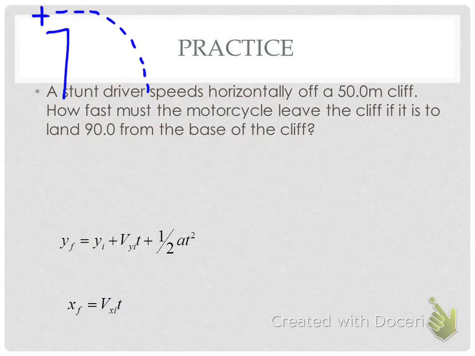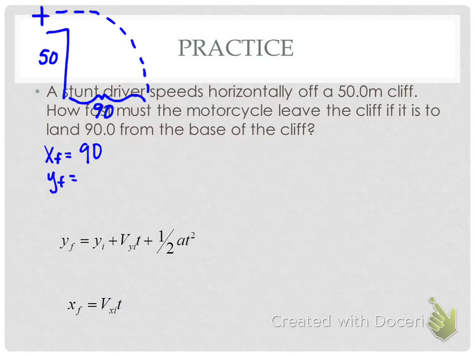Okay, so let's talk about a couple other things here. The height of my cliff is 50 meters, and the distance that it's going to land from the base of the cliff is 90 meters. What two variables do those tell us? X final and Y final. Final displacements. Okay, so X final is going to be 90 because it's landing positive 90 meters from where it started. What's the Y final going to be? Negative 50. Y final is negative 50.